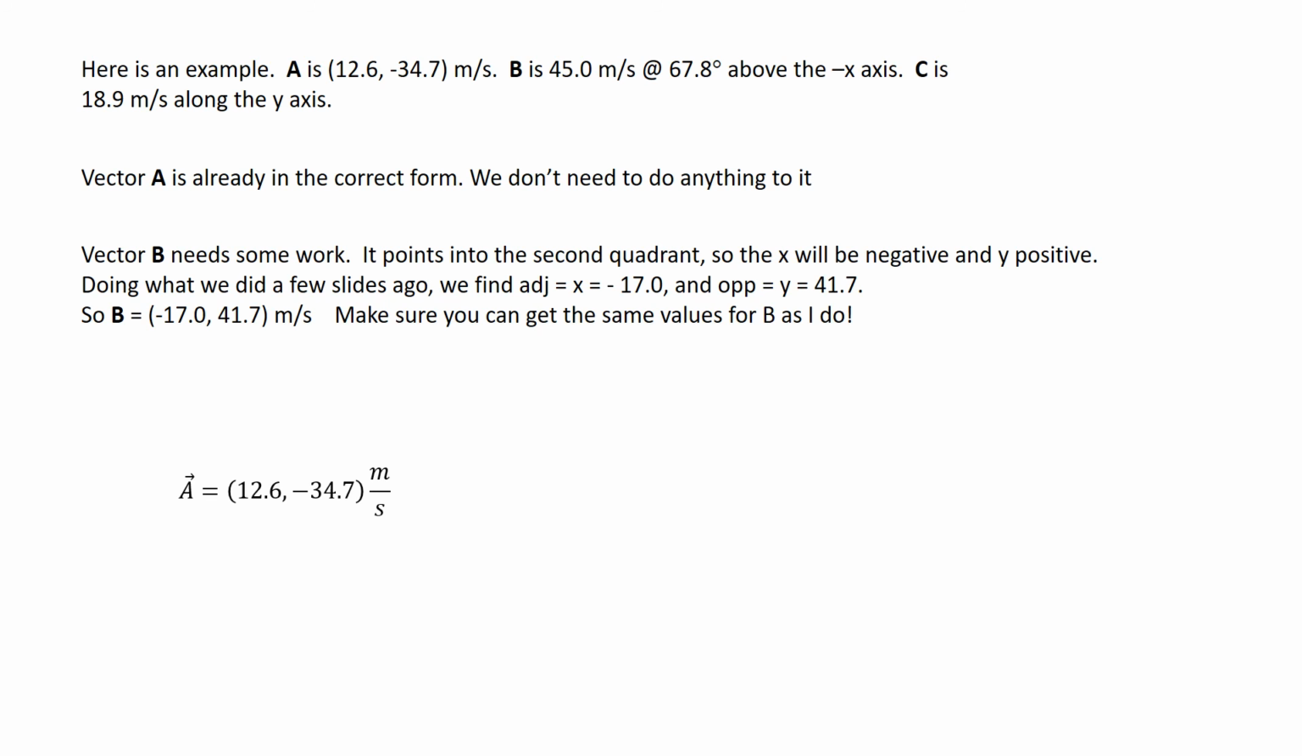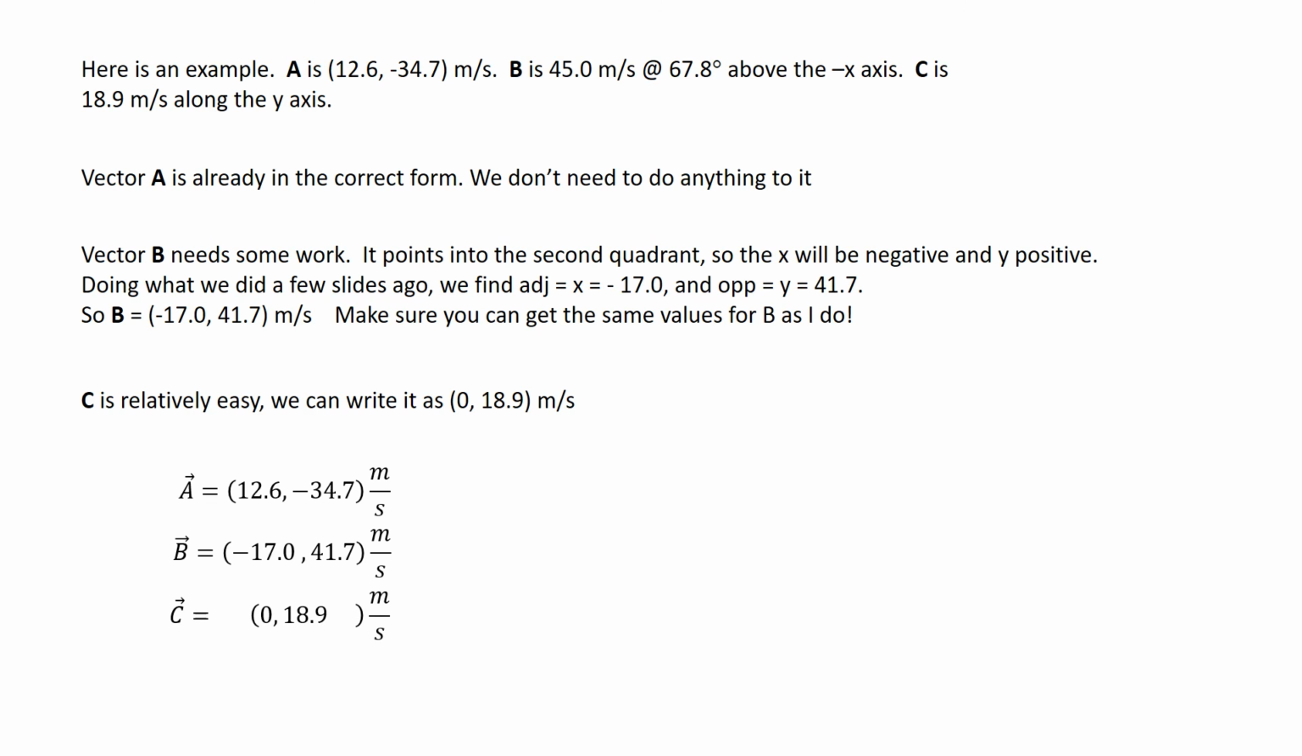It points into the second quadrant, so my x will be negative and my y positive. Doing what you did a few slides ago in finding the adjacent and opposite sides, you should find that the adjacent side is equal to minus 17 because it's pointing left, and the opposite is 41.7 because it's pointing up. So B can be written as minus 17.0, 41.7 meters per second. Make sure you can get the same values I do when you do the math. There's vector B. C is relatively easy. I can just write that easily as 0, 18.9 meters per second. So there's my C vector.